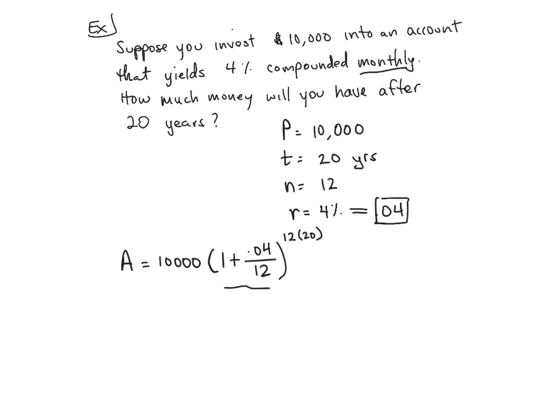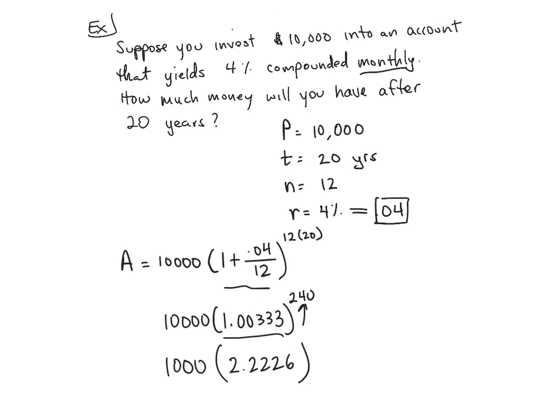So this is 1.00333 repeating. And then 12 times 20 is 240. Next, I would take this and raise it to that power, which is 2.2226. And then I would times that by 10,000, which is right around $22,226. Now I say right about because I did a little bit of rounding with this number here.